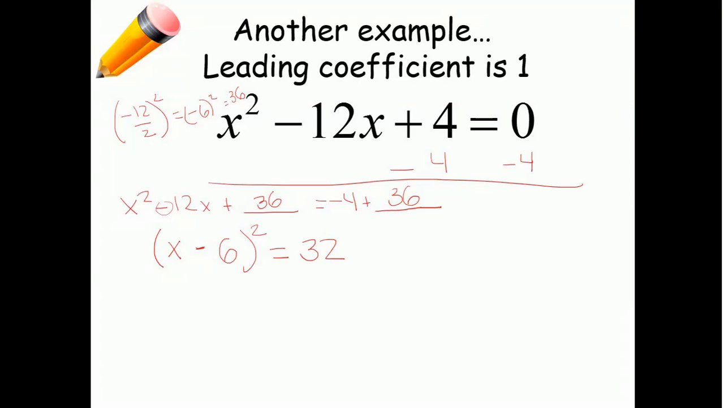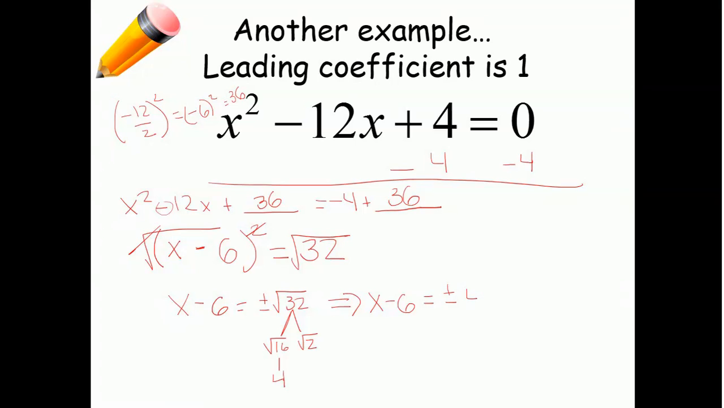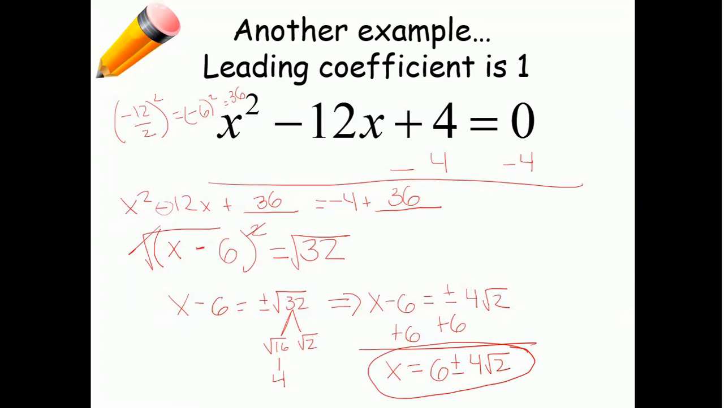So now I have solved this problem before. Let's square root now. The square and square root are gone. I'm left with x minus 6 equals plus or minus the square root of 32. Before I add that 6 over, let's break down the square root of 32. I know 32 has 16 and 2 in it, and the square root of 16 I know is 4. So I can rewrite this as x minus 6 equals plus or minus 4 square roots of 2. Now let's add that 6 over. So I'm going to get x equals 6 plus or minus 4 square roots of 2. And that's my final answer.